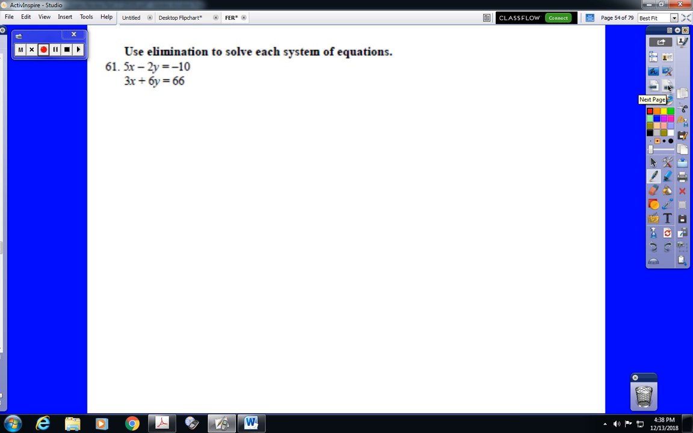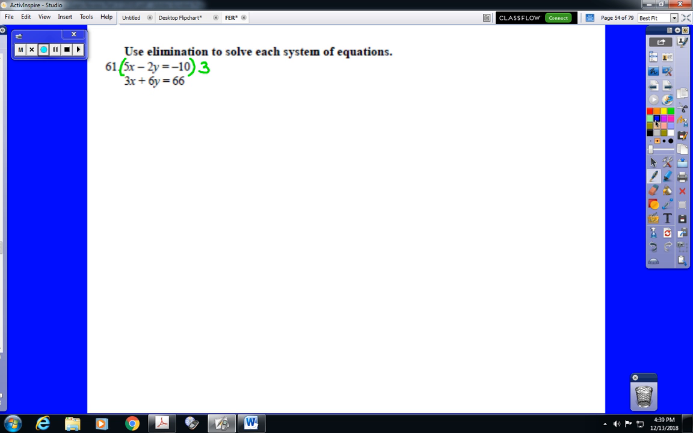Number 61 says use elimination method to solve this system of equations, which is fine. That's how I would have done it anyway. I look at this and I see that the y's have different signs, but they are not the same number. And I would start off by multiplying everything in the first equation by 3. The reason I'm choosing 3 is because 3 times negative 2 would give me a negative 6 here. And that would allow the y's to eliminate.